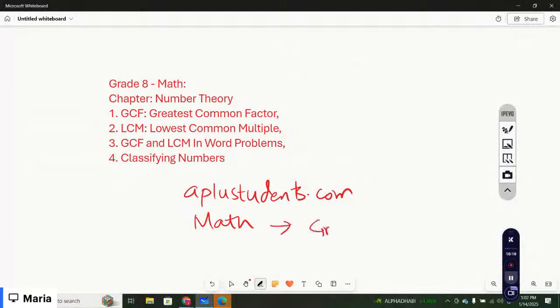Scroll down to grade 8 math and then click on view all lessons. There you can find a list of the chapters. We're going to start with chapter number 3.